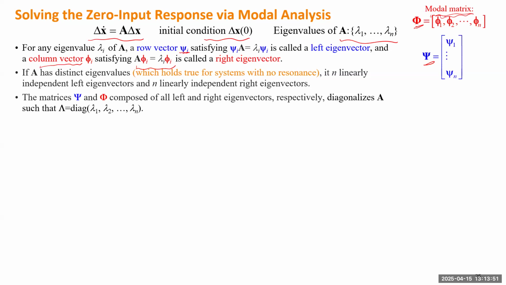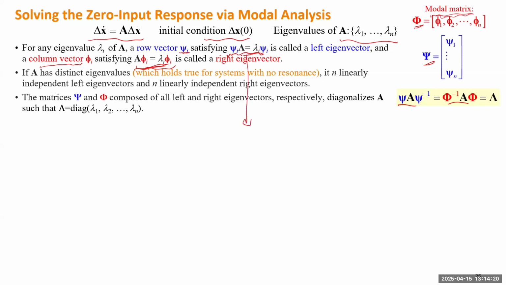From the definition of eigenvector, from this equation or that equation. So if we put those equations for all the eigenvectors together, we can quickly prove the matrix psi or phi diagonalizes A into a diagonal matrix made by all eigenvalues, which is this one. Right, because that's very easy to prove.